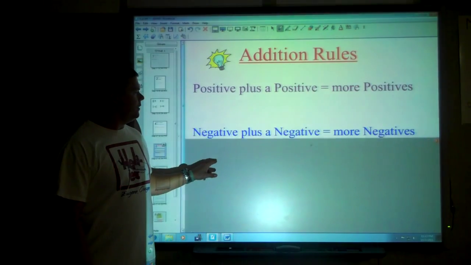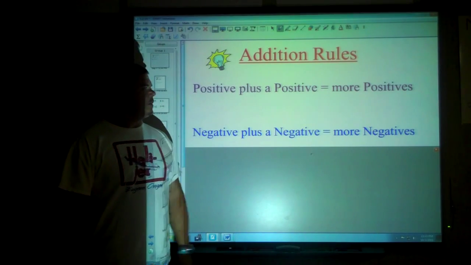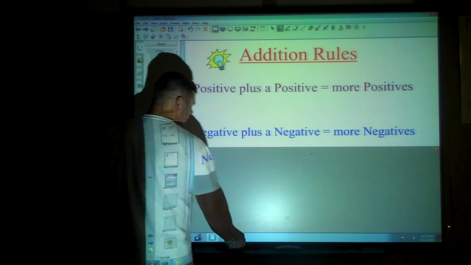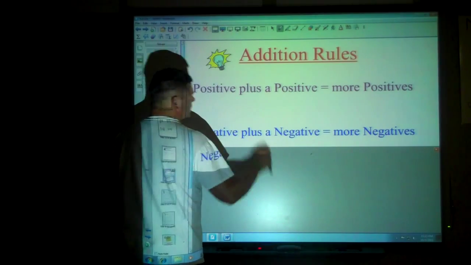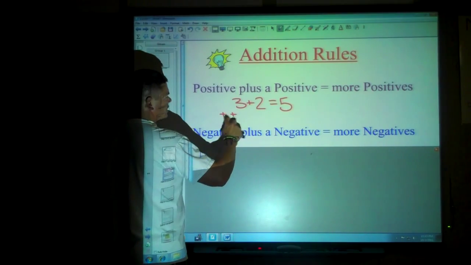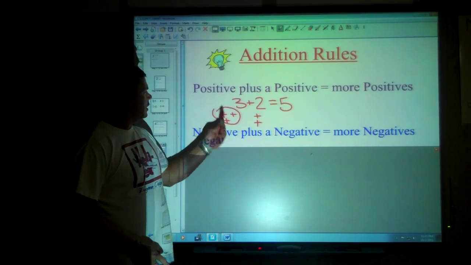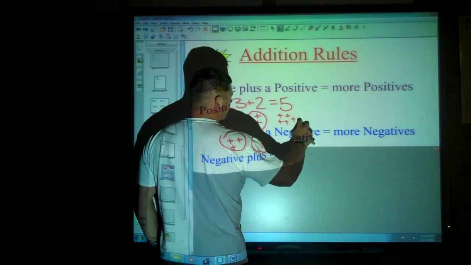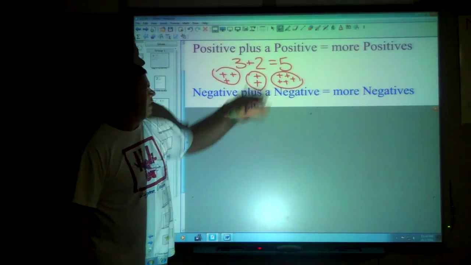All right? And any negative plus a negative is going to equal more negatives. In the same way that this equaled more positives, when you take negatives and add more, you get more negatives. If I said positive 3 plus positive 2, you would get 5. Another way of looking at that is making little plus signs. So if you had 3 plus signs and you added 2 more plus signs, you would get 1, 2, 3, 4, 5 plus signs. So 3 positives and 2 positives make 5 positives.